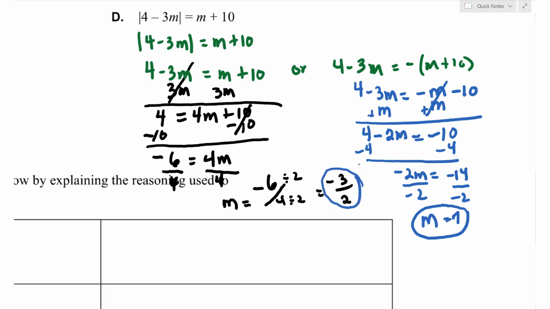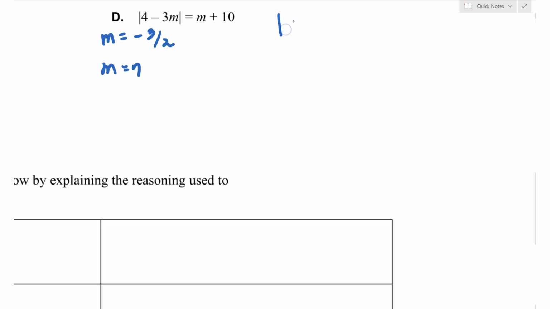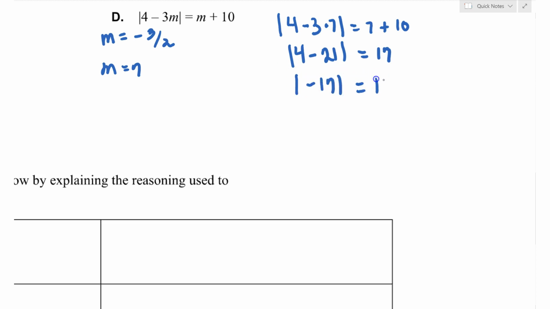So I'll pause it. So we have the absolute value of 4 minus 3 times 7 is equal to 7 plus 10. 7 plus 10 gives you 17. You have 4 minus 3 times 7 is 4 minus 21. The absolute value of negative 17 is equal to 17, and that does check. Okay. The next one is negative 3/2.